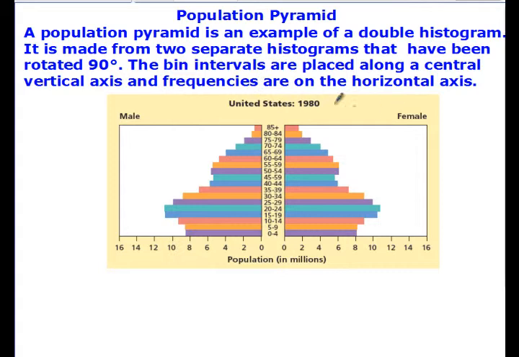So here we're looking at male and female in the United States in 1980. So the bars that are across from each other or across this central bin area kind of show us how the numbers of males and females compared. And so it's easy to draw conclusions and make comparisons that way.